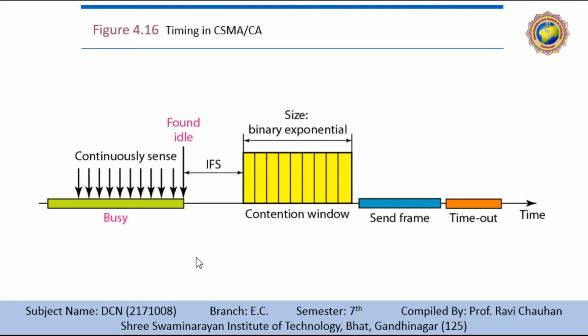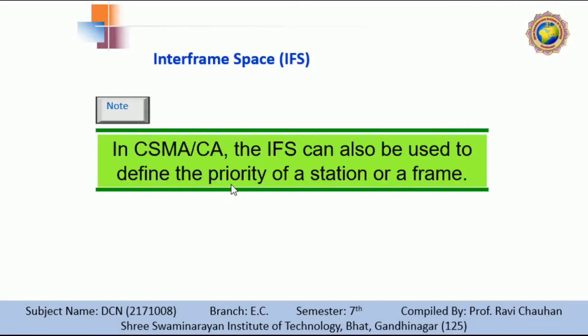The IFS variables can also be used to prioritize stations or frame types. For example, a station that is assigned a shorter IFS has a higher priority. So we can say that in CSMA, an IFS can also be used to define the priority of the station or a frame. Fine.